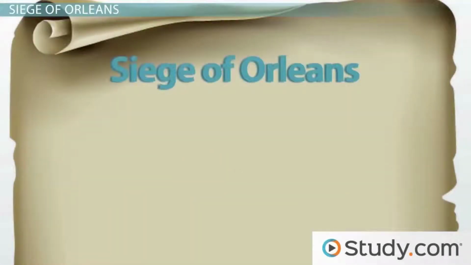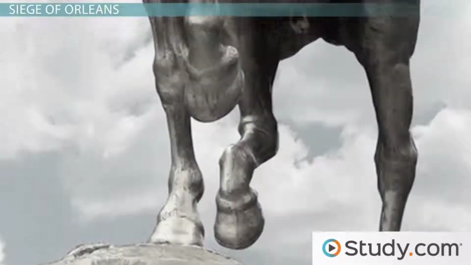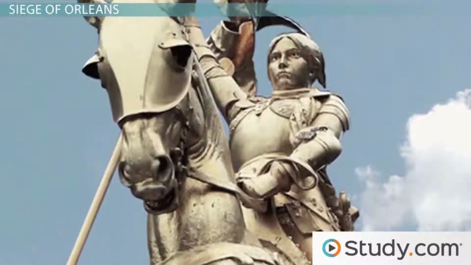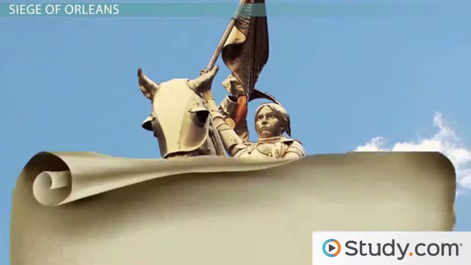France experienced their first major victory in 1428 and 1429 at the Siege of Orleans. The victory was aided by Joan of Arc, who led French troops against the English. Joan was only a teenager when she joined the fight. She claimed to see visions of angels and saints that spoke to her. They instructed her to aid the French king in his war.